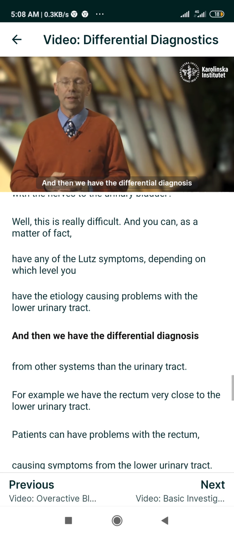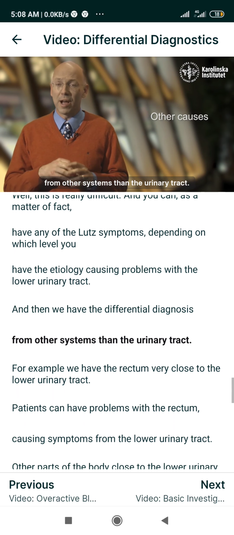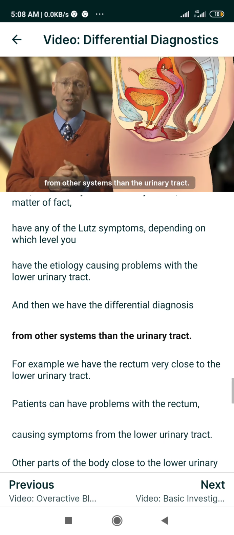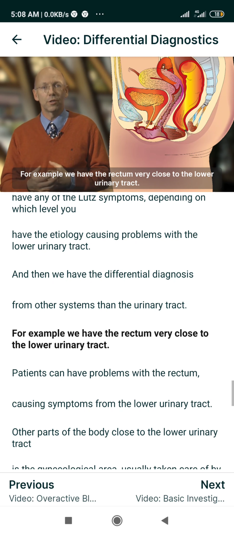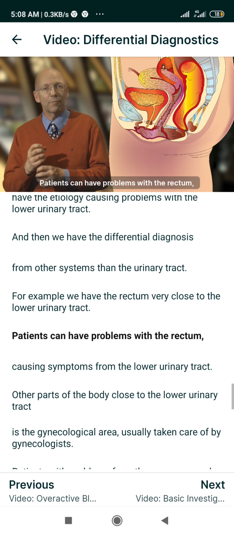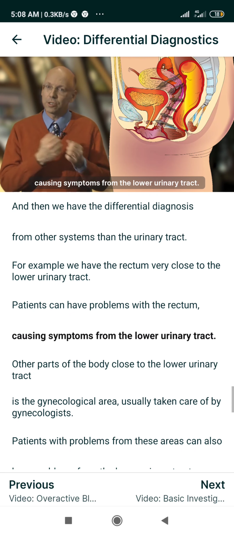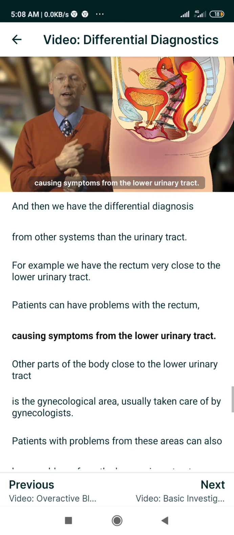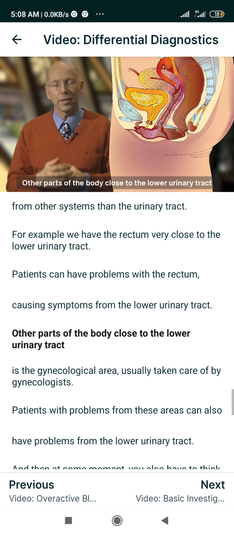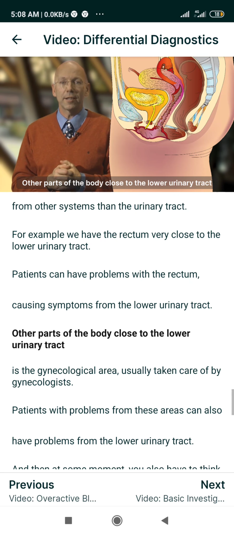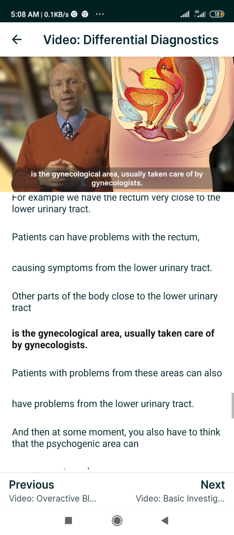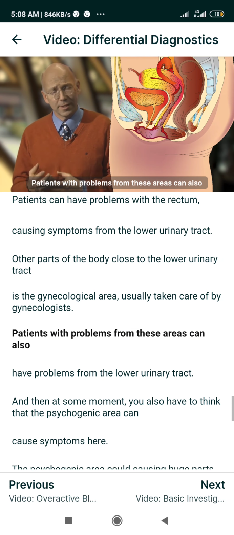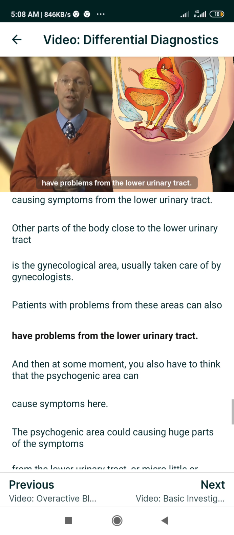And then we have the differential diagnoses from other systems than the urinary tract. For example, we have the rectum very close to the lower urinary tract. Patients can have problems with the rectum causing symptoms from the lower urinary tract. Other parts of the body close to the lower urinary tract are the gynecological area, usually taken care of by gynecologists. Patients with problems from these areas can also have problems from the lower urinary tract.